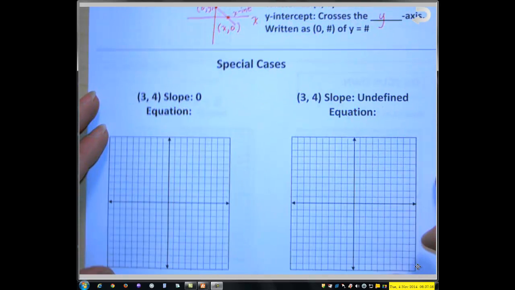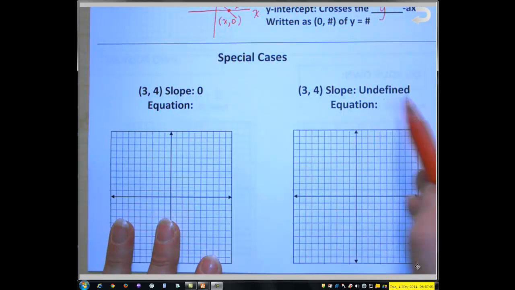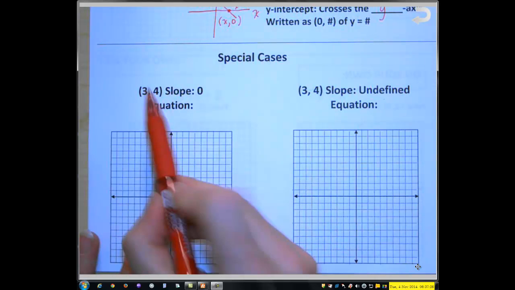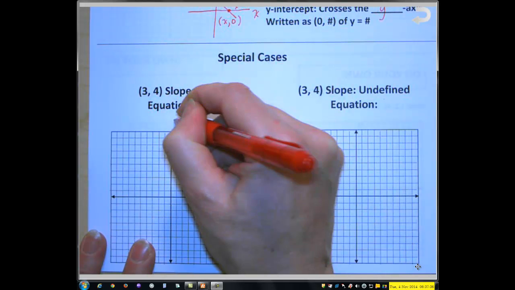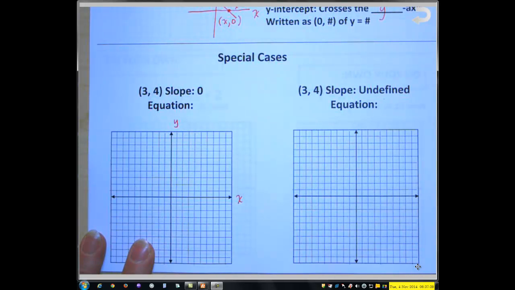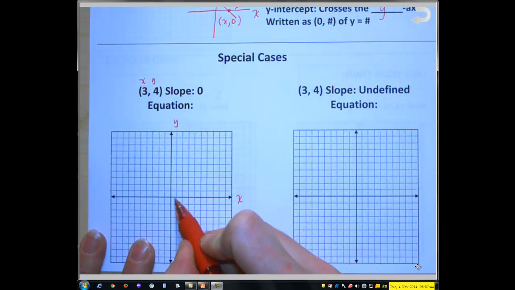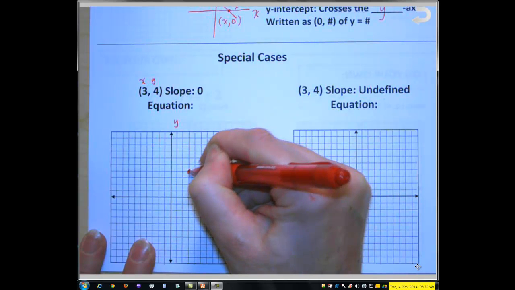Okay, let's go on to graphing some lines. The first lines we're going to start with are our special cases where we have a slope of 0 or an undefined slope. So the first thing we're going to do is graph the point that they give us, and then we're going to use the slope to graph the rest of the line. So here's our x-axis and our y-axis. We're going to graph the point 3, 4. So the x-coordinate is 3, the y-coordinate is 4. So over to 3 and then up to 4.